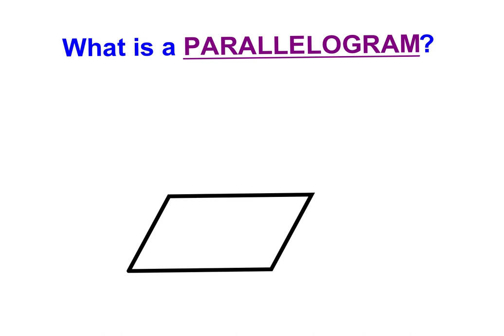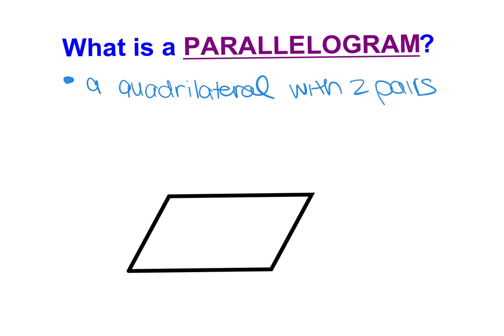Now, within the quadrilateral family, there are a number of different 4-sided figures that we tend to work with quite a bit in the math world. And the first is called a parallelogram. So the definition of a parallelogram, which is our first word here, is a quadrilateral with 2 pairs of parallel sides. And remember that parallel sides or parallel lines are lines that go on forever and do not cross. So something can be noted as a parallelogram if it has 2 pairs of parallel sides.